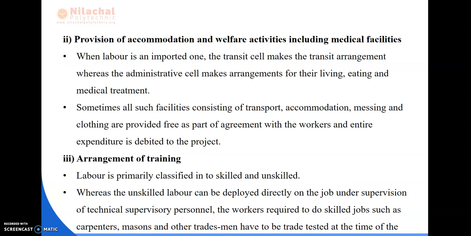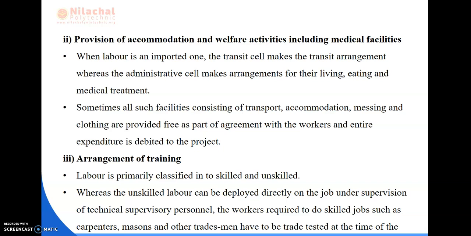Next one is the provision of accommodation and welfare activities including the medical facilities. In this type, the labor is an imported one, as the transit cell makes the transit arrangement and the administrative cell makes the arrangement for the living, eating and medical treatment. Sometimes all such facilities consisting of the transport, accommodation, messing and clothing are provided free as a part of the agreement with the workers.